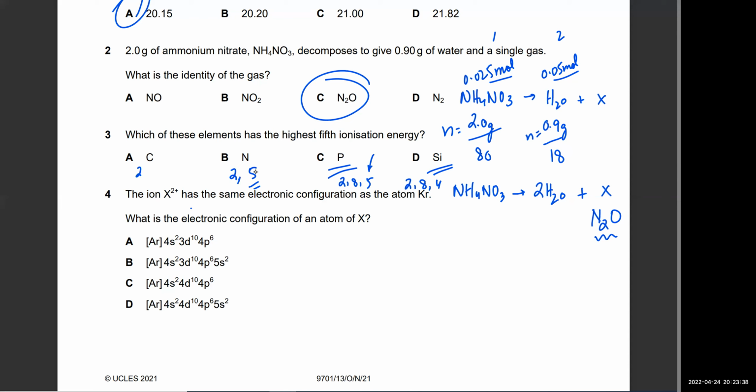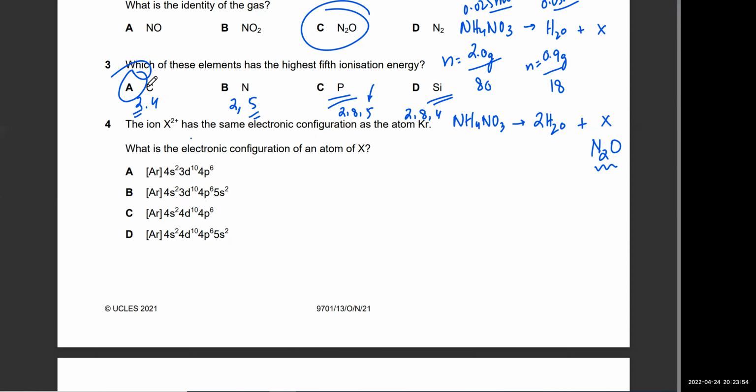And in the case of carbon, it's 2 and 4. So if you try to remove the 5th electron, you're removing it from the 1st shell. So it's going to be the hardest. Smaller atoms always have higher ionization energy. So the 5th electron is going to be removed from the shell, which is right next to the nucleus. So that's why that will have the highest ionization energy.